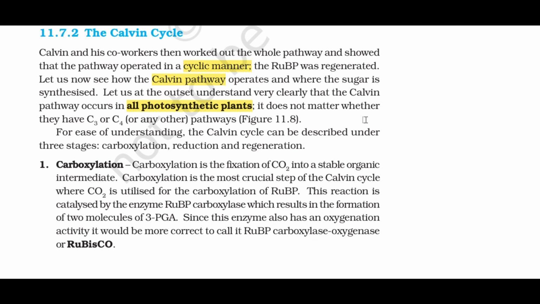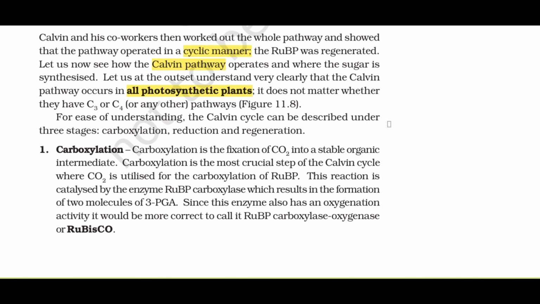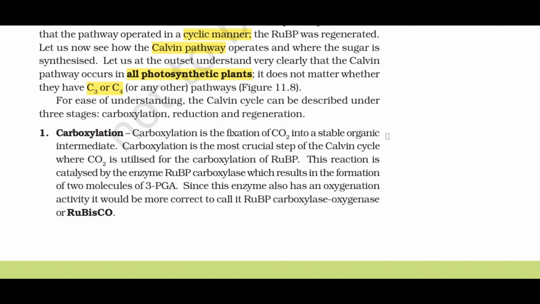It does not matter whether they have C3 or C4 or any other pathways. Figure 11.8. For ease of understanding, the Calvin cycle can be described under 3 stages: carboxylation, reduction and regeneration.